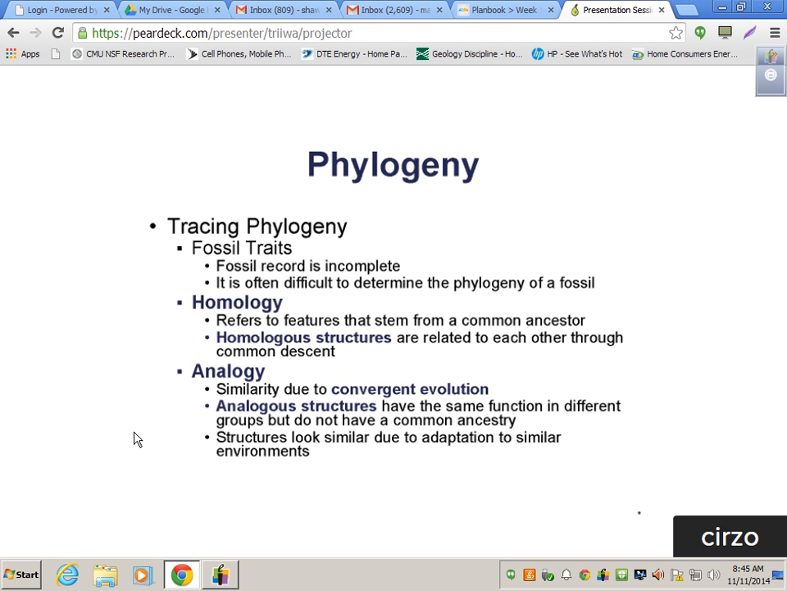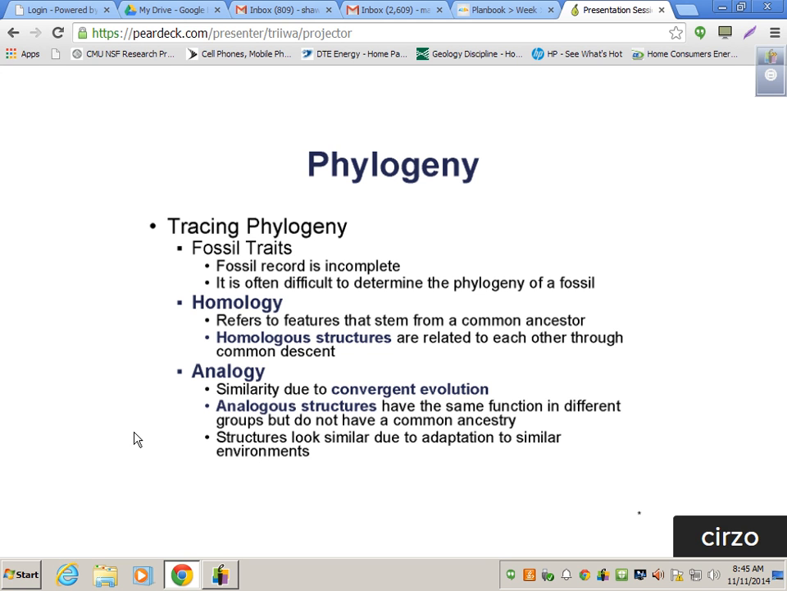All right. Tracing phylogeny, looking at fossil evidence first. I would say fossils are not my basis of evolutionary evidence, because the fossil record is incomplete. We know that, and that's why it's often difficult to determine the phylogeny of a fossil. Why? We're only using physical morphological structures. We are not using genetics.